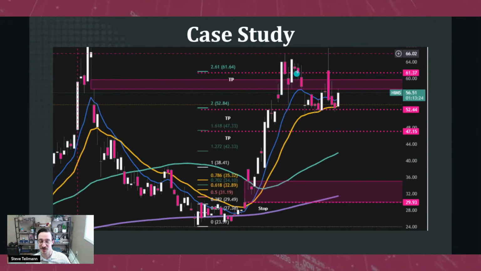So we see some mixed tape here, some back and forth. So it's not the straight up surging. It's not just one directional tape. Sellers are trying to step in. Why are they trying to step in? Well, we always look left, right?